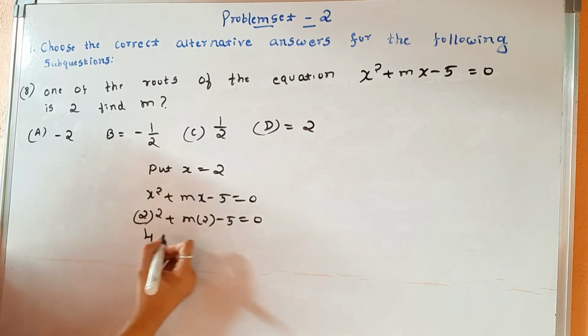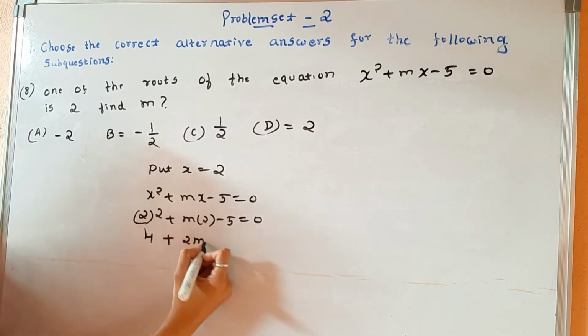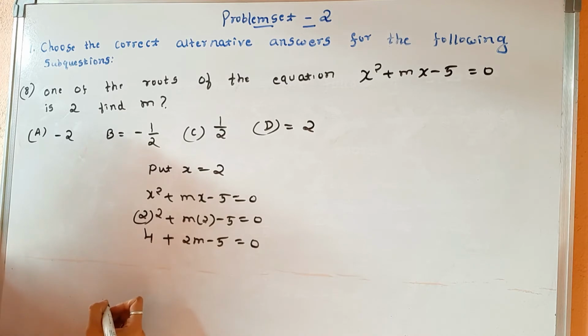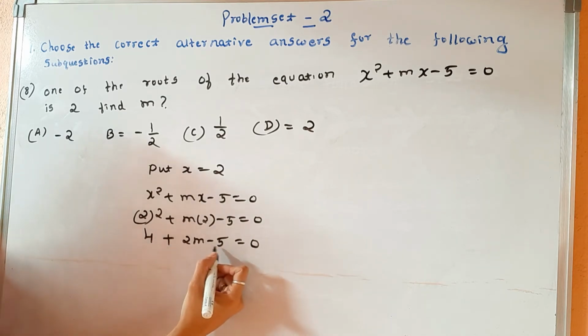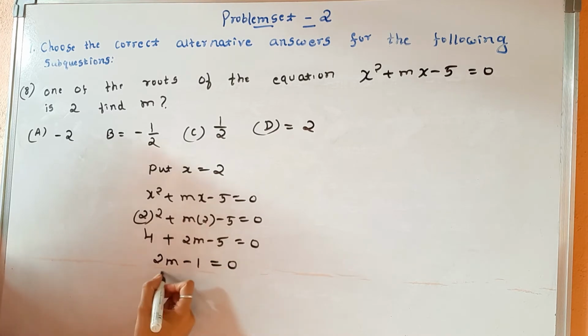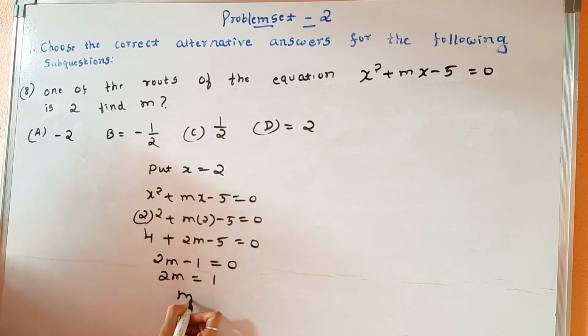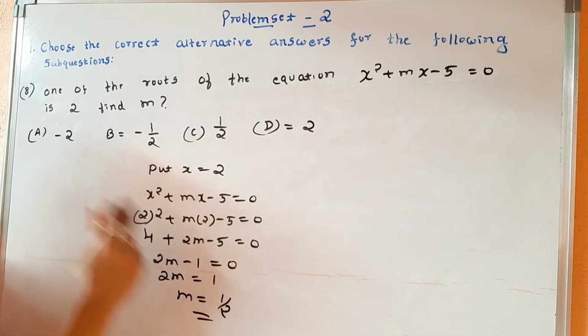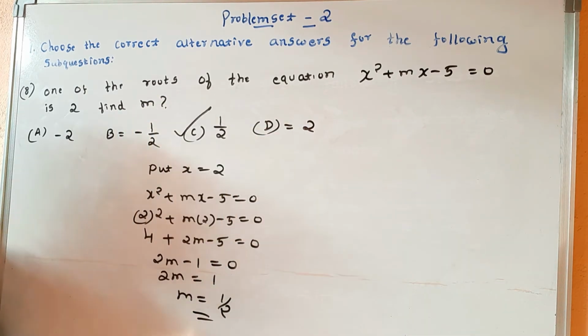We are getting 4 plus 2m minus 5 is equal to 0. So 4 and minus 5 will become minus 1. So 2m minus 1 is equal to 0. 2m is equal to 1. I am bringing 1 this side. M is equal to 1 upon 2. So m is equal to half. Option number C. This is the answer. Simple. We will move to the next sum.